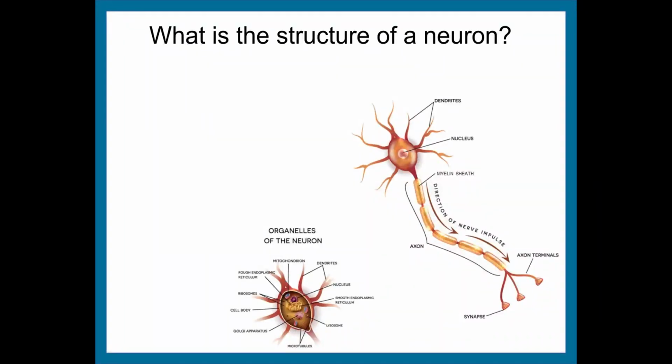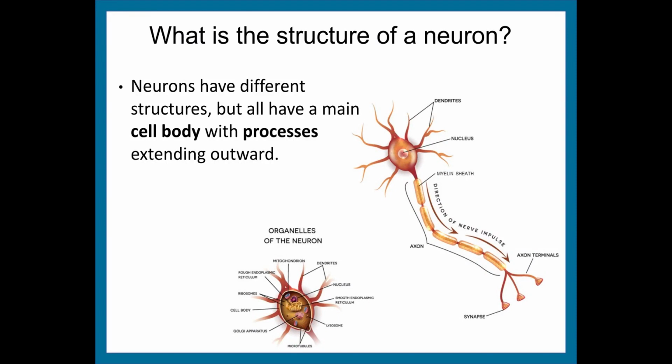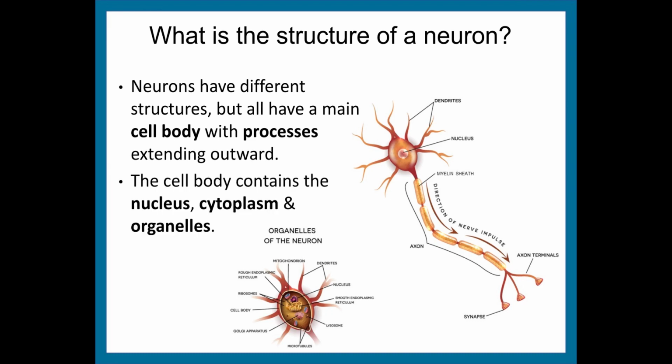Now, what is the structure of a neuron? Neurons have different structures, but all of them have these two components: a cell body with processes that extend outward. And processes are finger-like projections from the cell body that are able to conduct and transmit signals. Now, the cell body contains the nucleus, cytoplasm, and organelles.